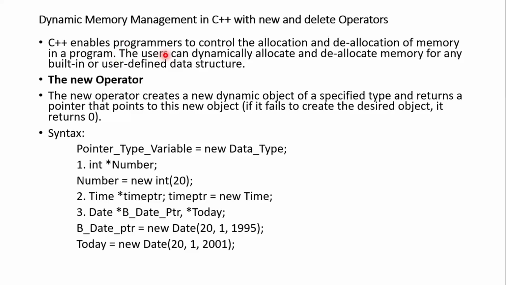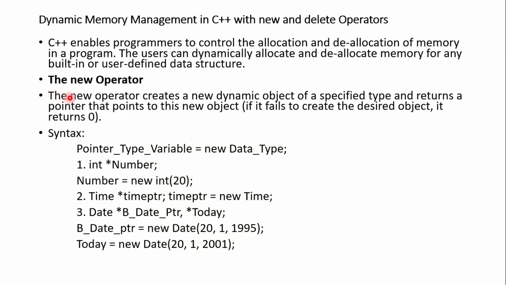So the users can allocate and deallocate memory for any built-in or user-defined data structure. For a built-in structure or user-defined data structure, you can allocate the memory dynamically and also deallocate it. So how will you allocate the memory? You will be using the new operator. The new operator creates a new dynamic object of a specified type and returns a pointer that points to this new object. So carefully listen.